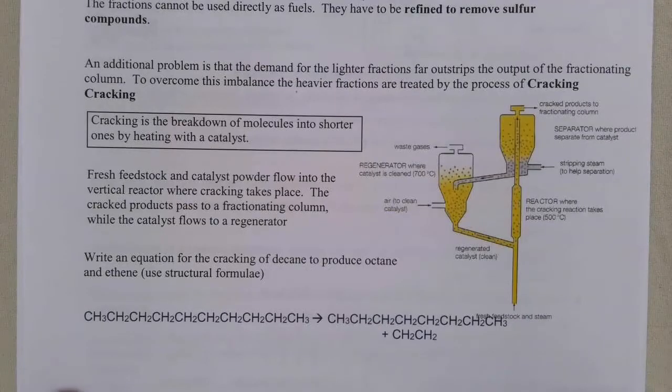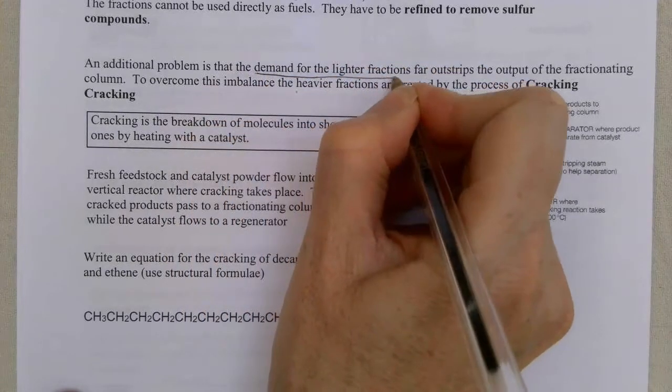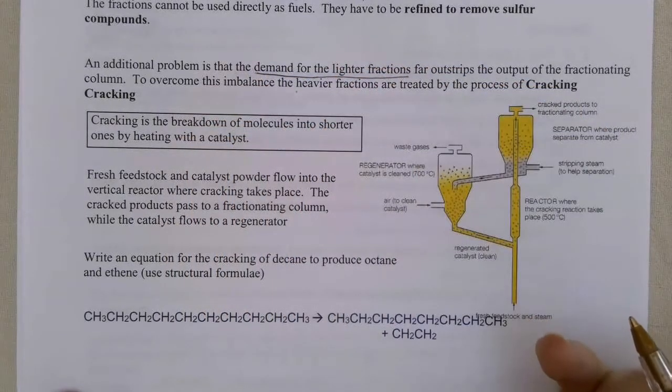There is, however, a problem with this, and this is the fact that the demand for the lighter fractions far outstrips the output from the fractionating column. So we use far more petrol than we do tar. So it makes sense for companies to be able to turn the heavier fractions into lighter fractions, simply because there's just more demand for those lighter fractions.